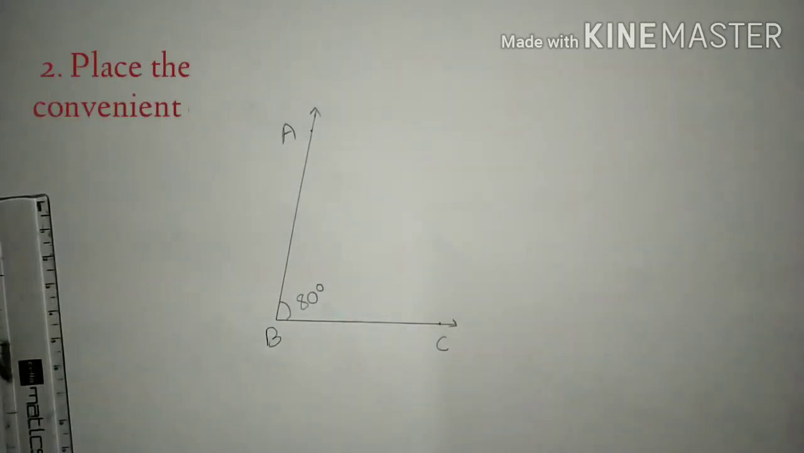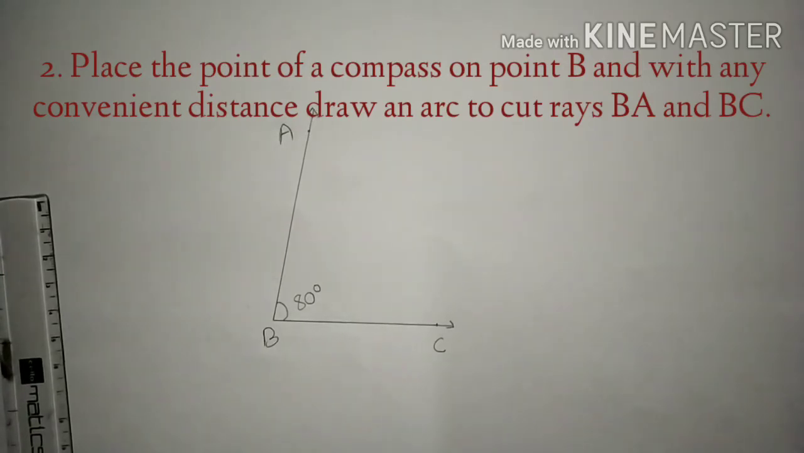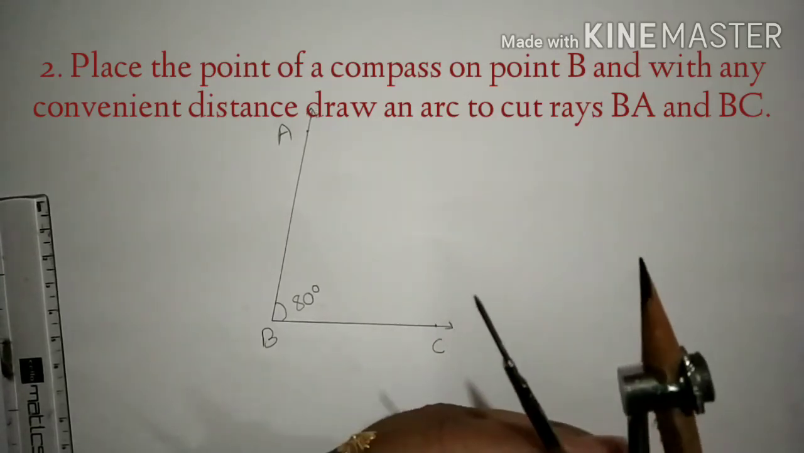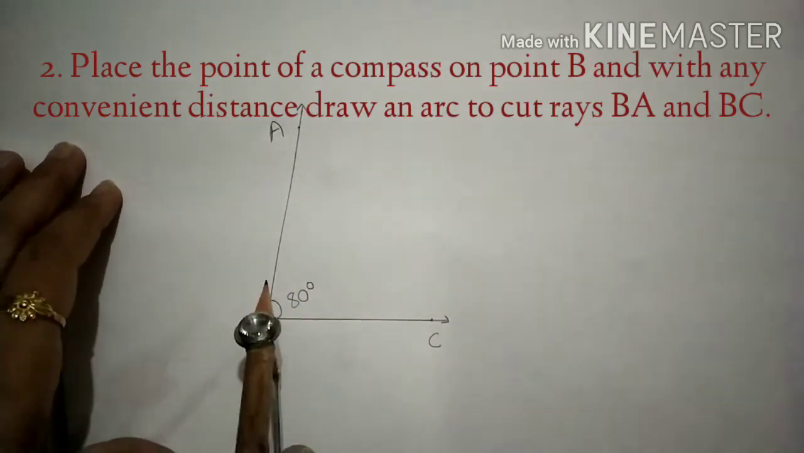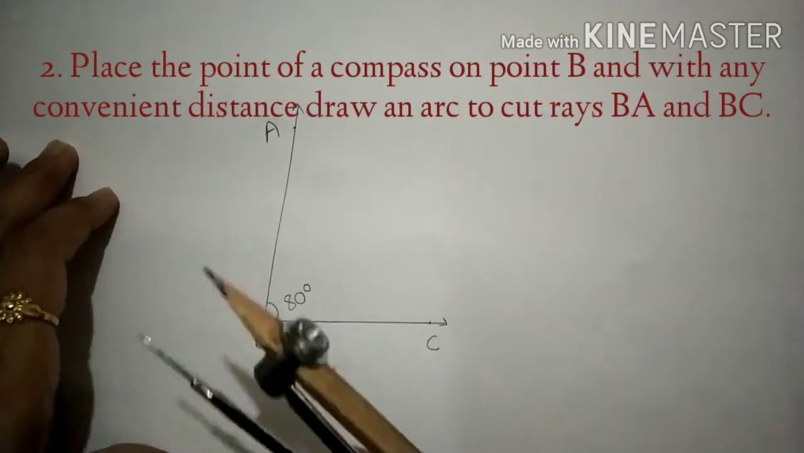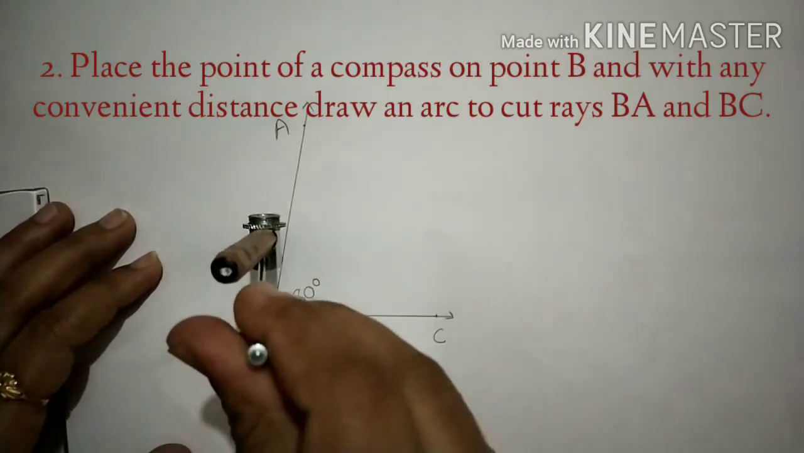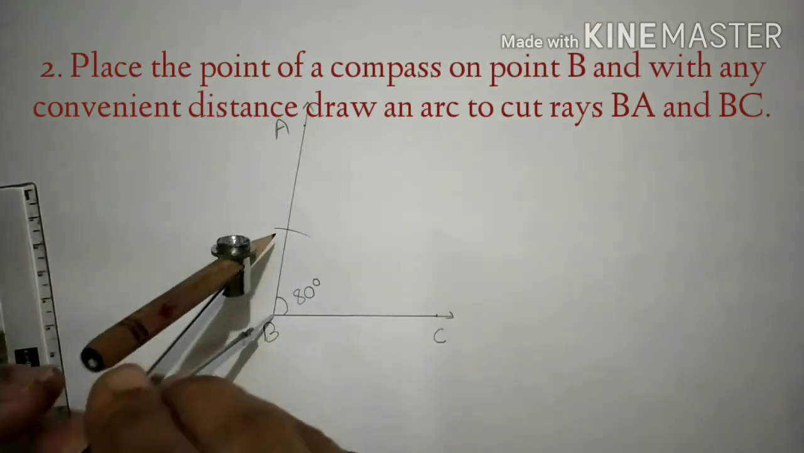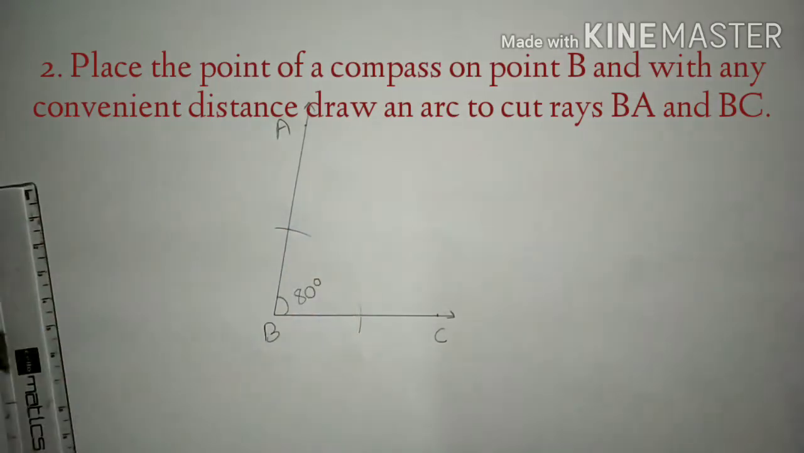Next, place the point of the compass on point B and with any convenient distance, draw an arc to cut rays BA and BC. So, taking some distance in the compass, draw an arc to cut ray BA from point B in this way, and to cut ray BC from point B in this way.